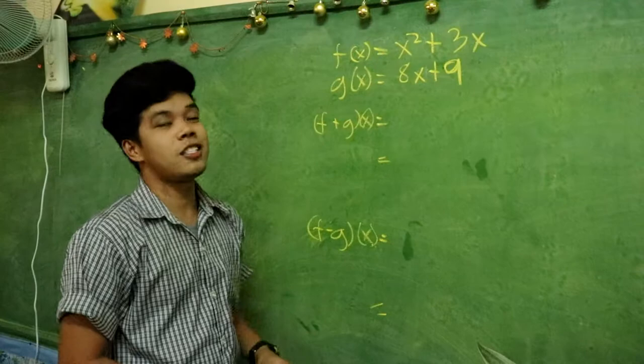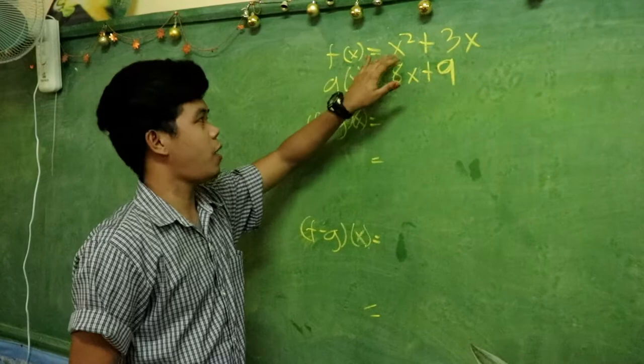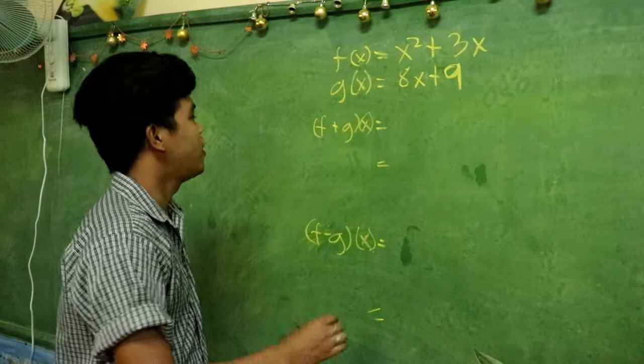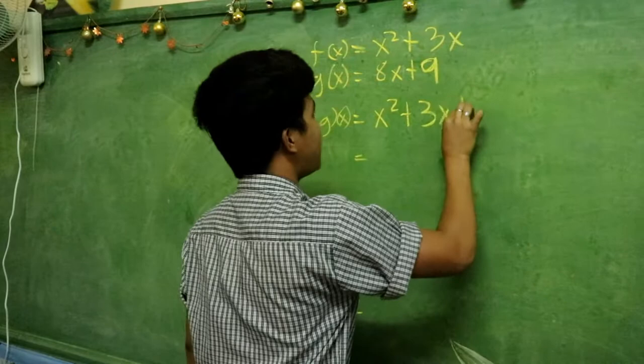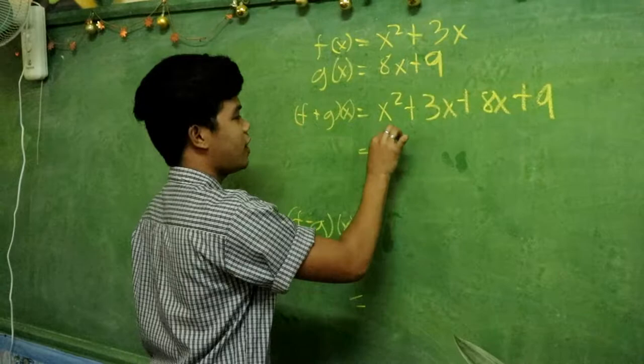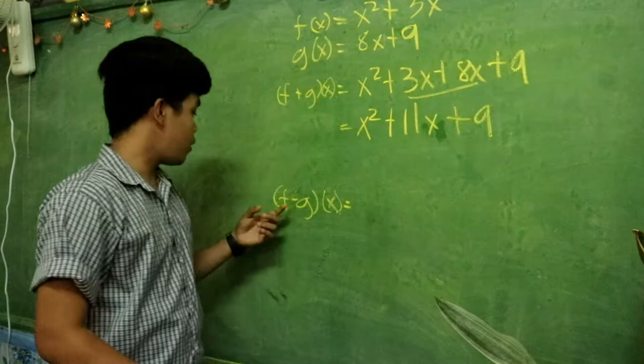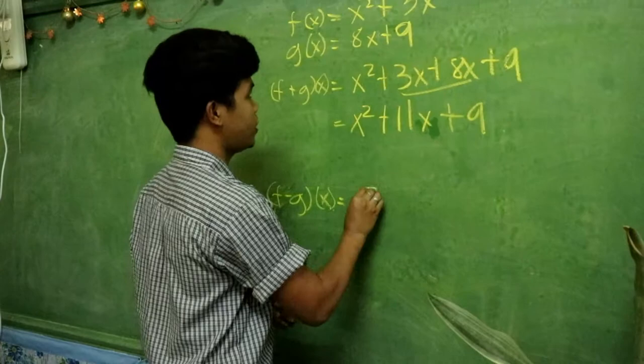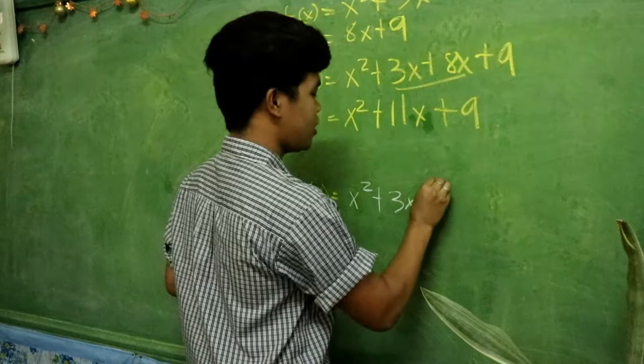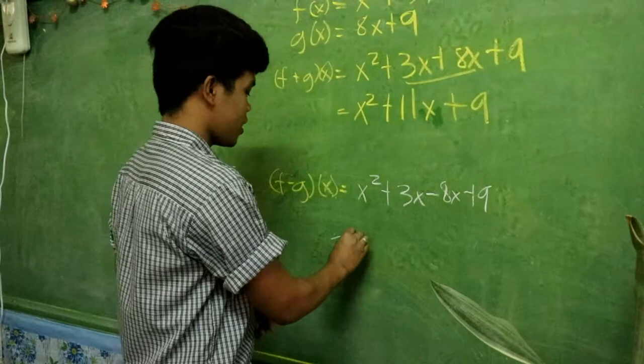If we have an equation of f of x is equal to x squared plus 3x and g of x is equal to 8x plus 9, we are going to write x squared plus 3x plus 8x plus 9. The answer is x squared, combining like terms, plus 11x plus 9. Next is subtracting functions. For f minus g of x, we will put x squared plus 3x minus 8x plus 9. The answer is x squared minus 5x plus 9.